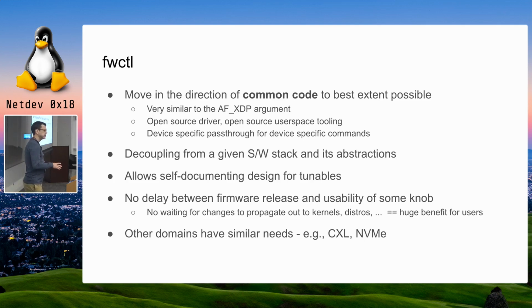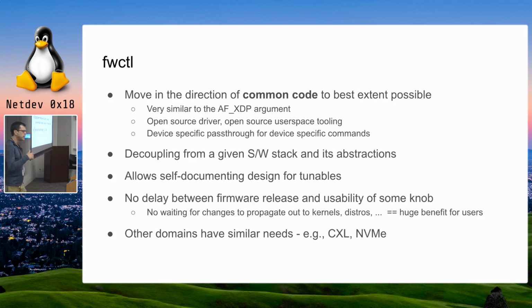Another part of it that hasn't necessarily been talked about in Jason's patch sets, but something I'll show an example of in a minute, but I think is really important for a lot of these device-specific tunables, is that we can have some self-documenting designs here. Another side effect of having some kind of direct pass-through for vendor-specific configurability is there's no delay between a firmware release and some knob being able to be used by a customer. Right? Once the channel exists in a kernel, as soon as the firmware comes out, query it, see what it's got, boom, you can start using it.